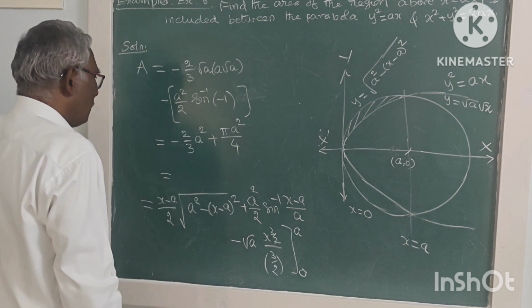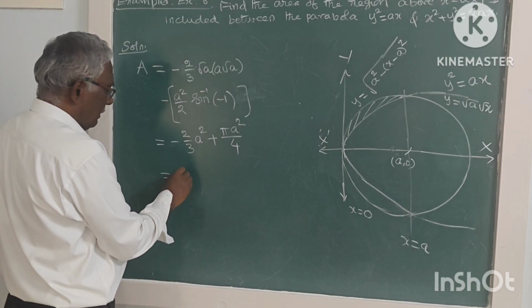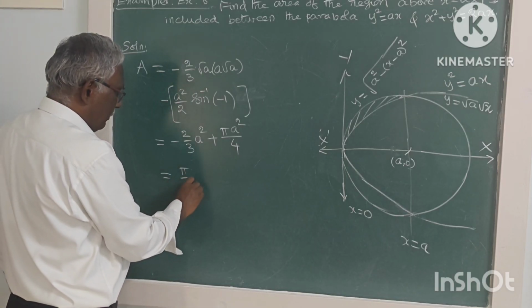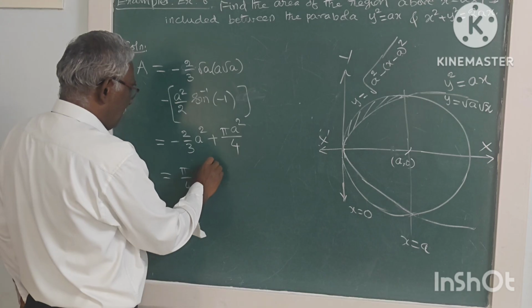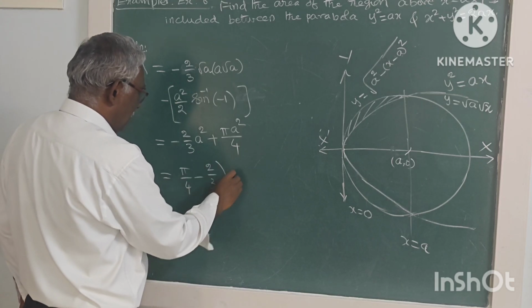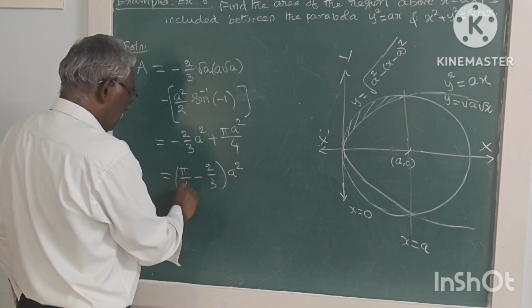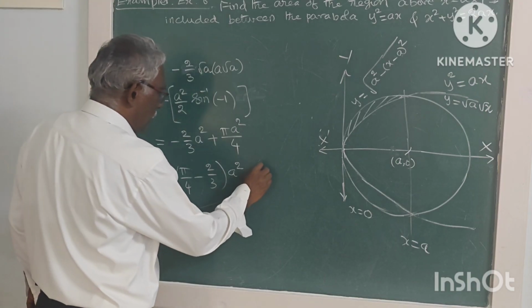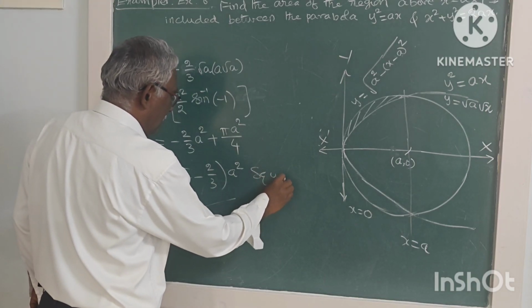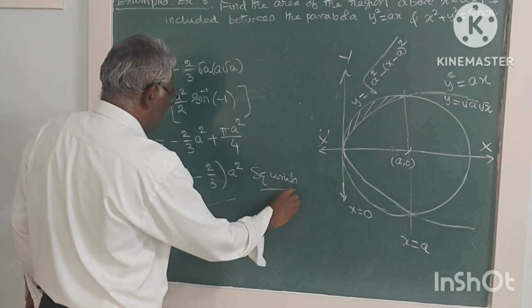So this is equal to pi by 4 minus 2 by 3, a square units. So this is the answer.